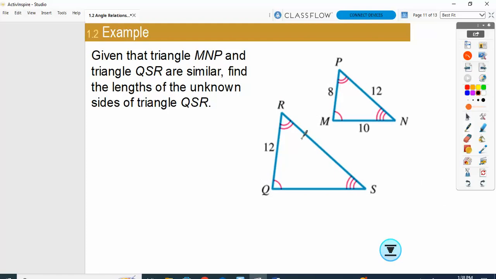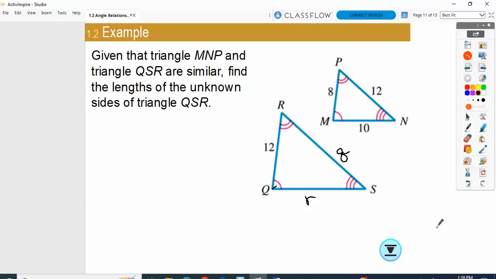Just as a notation, in triangles typically we use capital letters for the angles and lowercase letters for the sides. Since this is angle R, the side across from that would be side R, but lowercase. So this would be side Q. That's a notation that we will use all semester, with the sides being lowercase, and it's just across from its angle. All right.